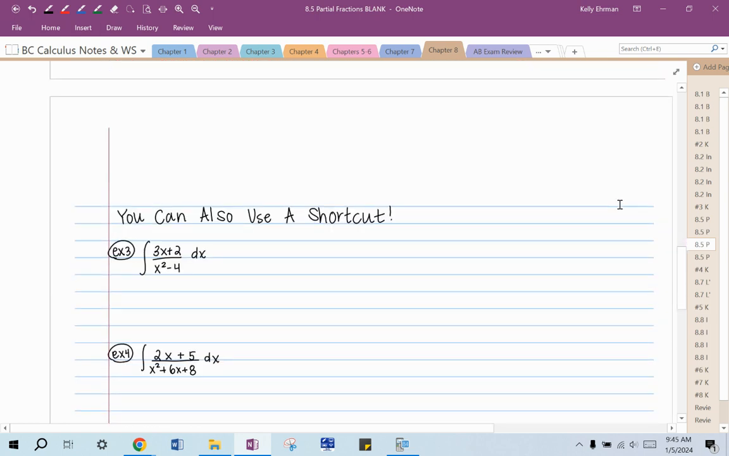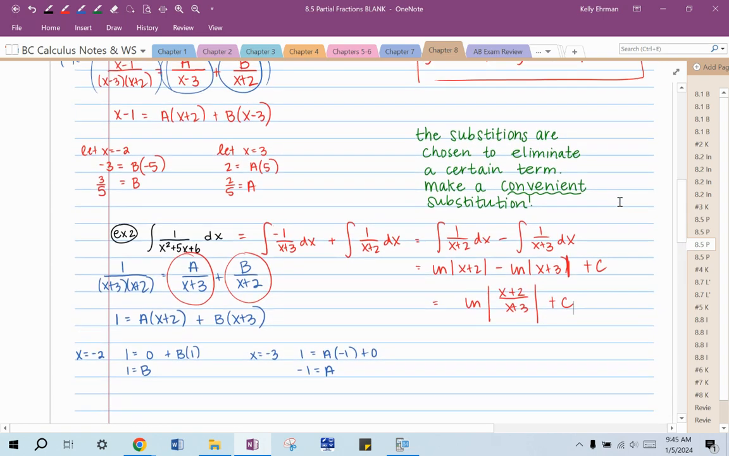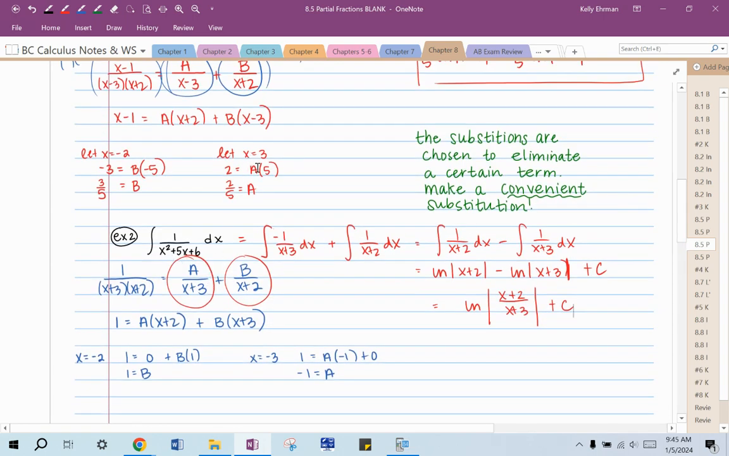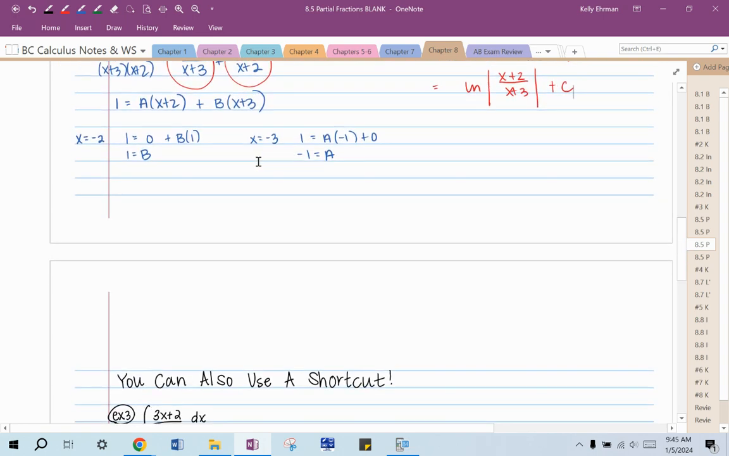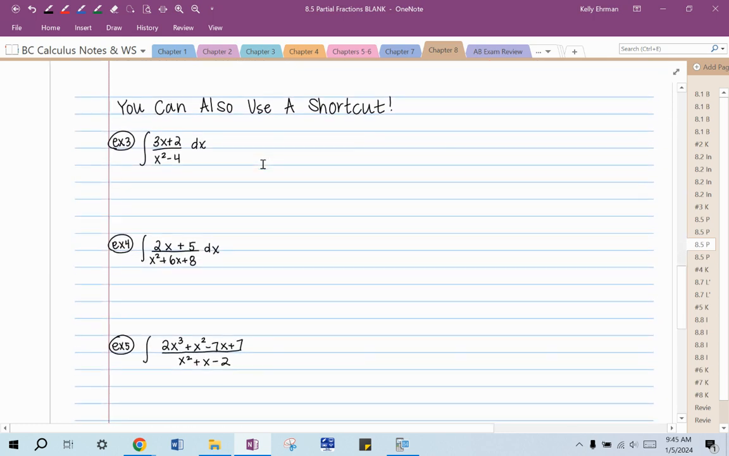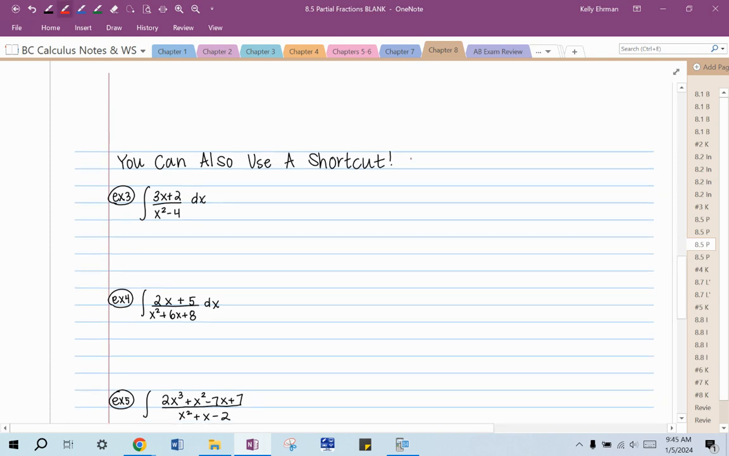Okay, on to the next page. There is a shortcut. So you can always write this out. This is not that cumbersome, but there's sort of a shorthand way, sort of like long division versus synthetic division. And this always works, so that's kind of nice. All right, so we call this the cover-up method because you're literally going to cover up something and then work on the rest of it. So here's how this works.